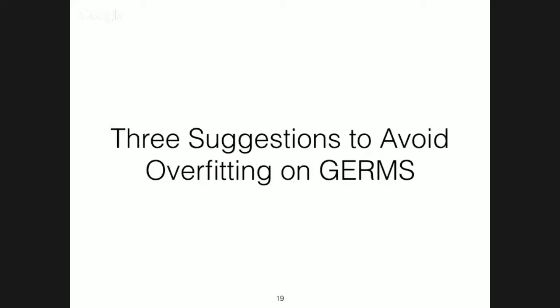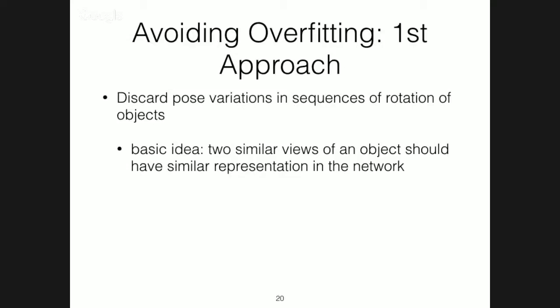So I have 3 suggestions. I hope we can discuss them. 3 suggestions to avoid overfitting on the GERMS. The first one is to discard the pose variations in the sequence of rotation of objects. The thing is that I have some extra information. When I rotate an object by a small degree, I know how much I rotated it. So I know that if I rotate it by like 5 degrees, the 2 views should be very similar.